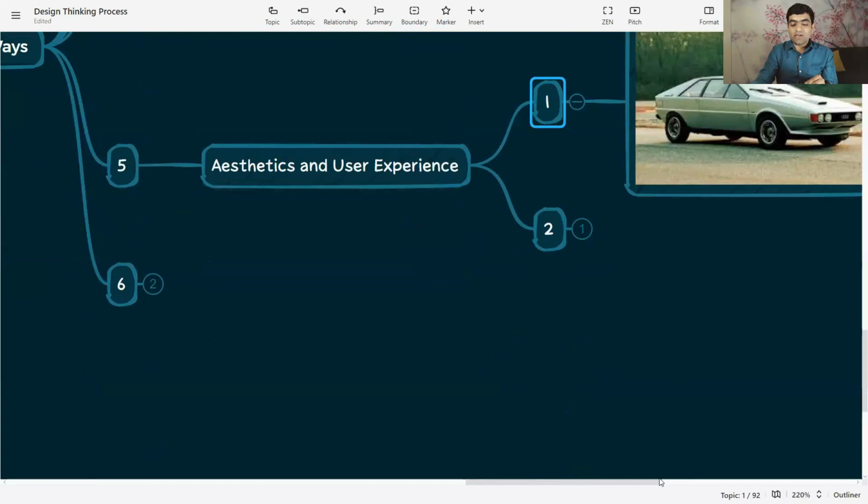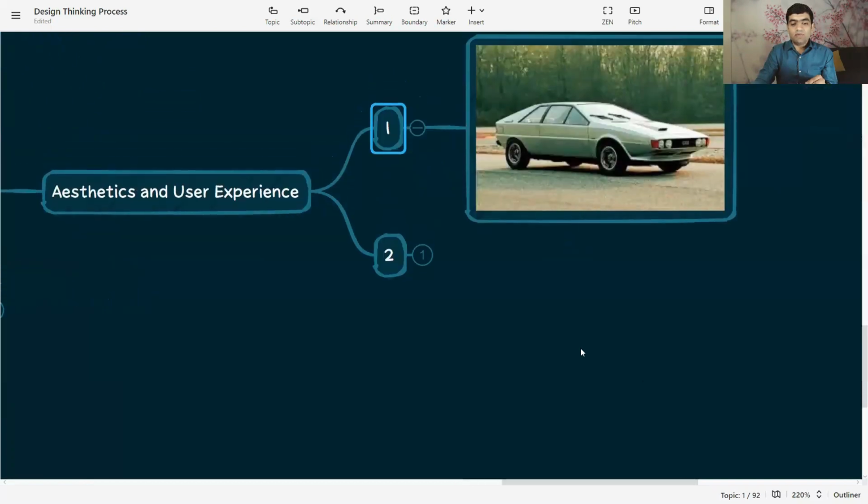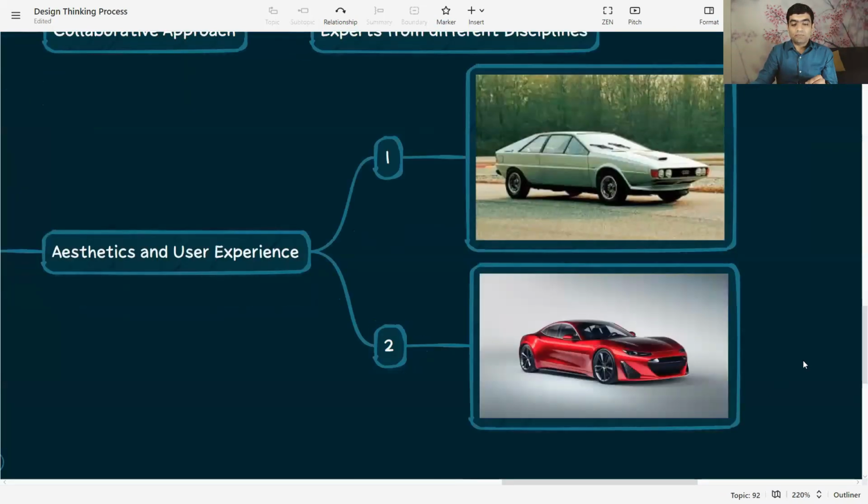So this is your first car, you can see the design, and this is your second car. Which car will you prefer? Consider both cars having the same functionality, the same strength, the same functions. Which car are you going to buy? Type your answer into the chat box. Yes, the second one, right? Because aesthetics and user experience are also important there.